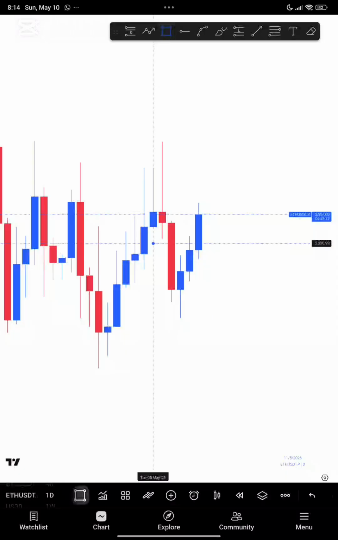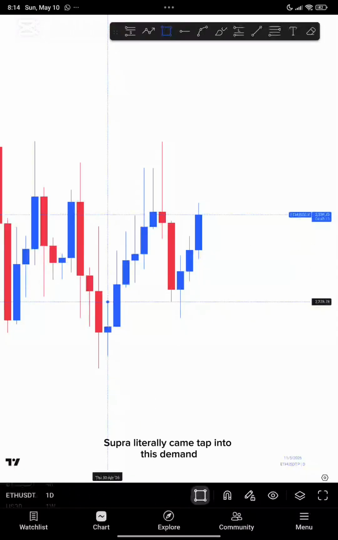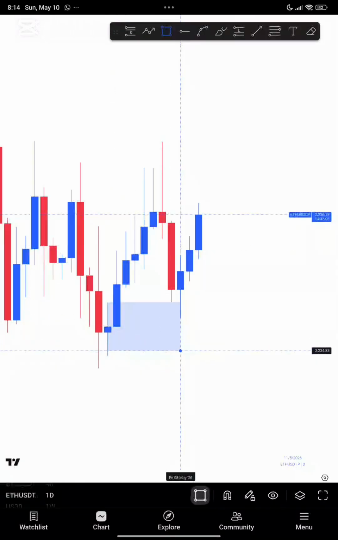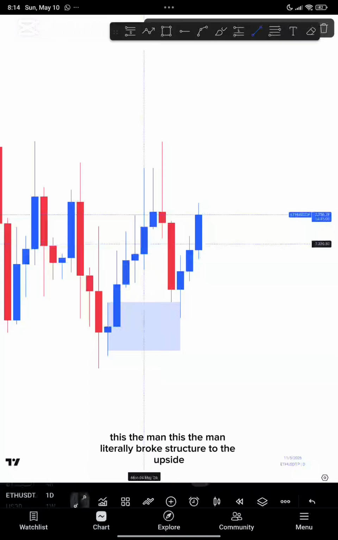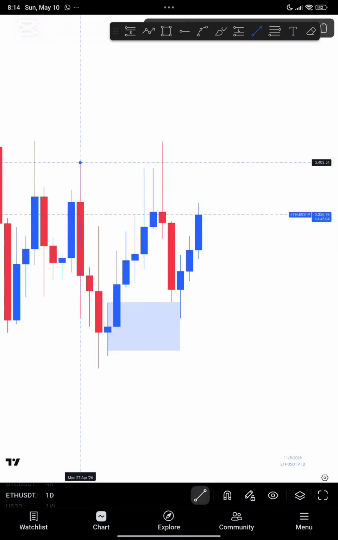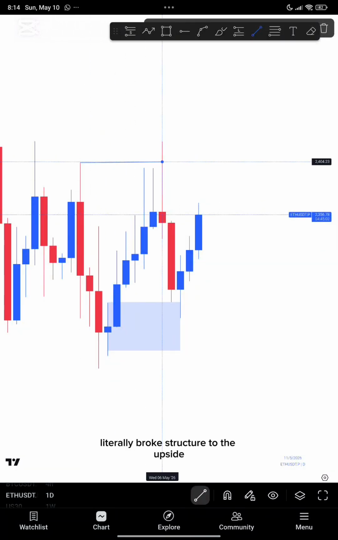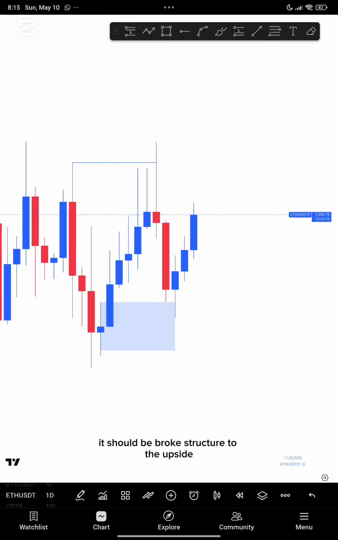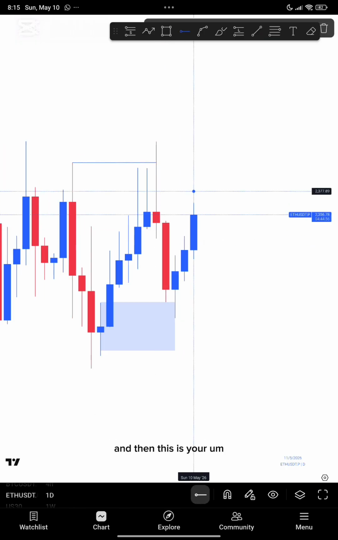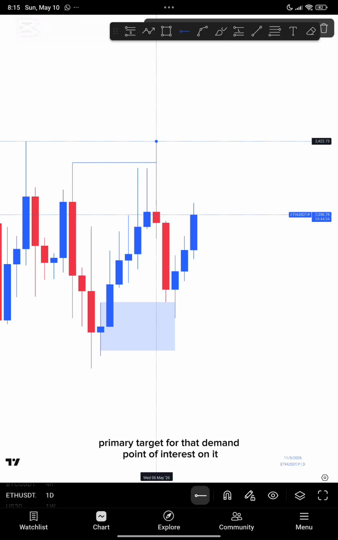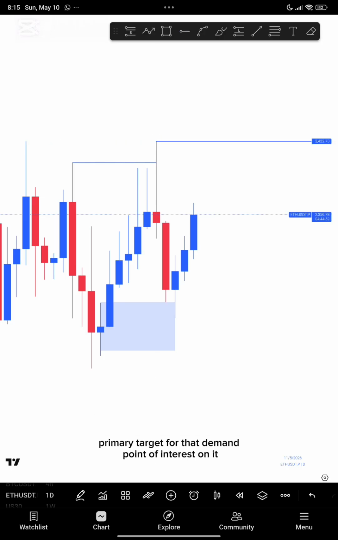So price literally came and tapped into this demand. This demand literally broke structure to the upside. And then this is your primary target for that demand point of interest on Ethereum here.